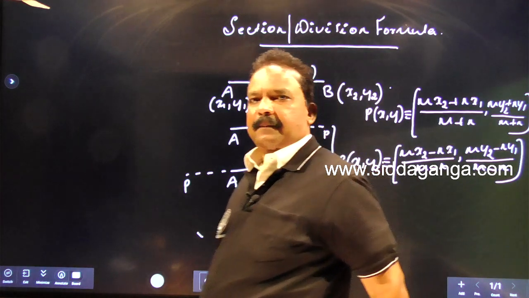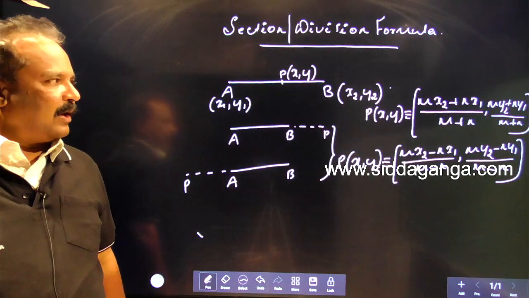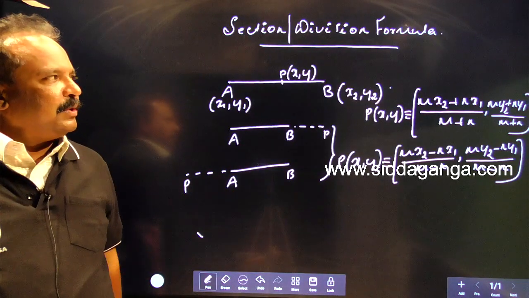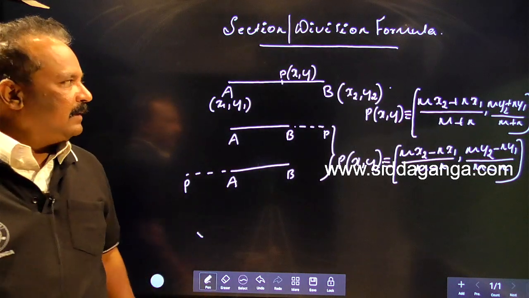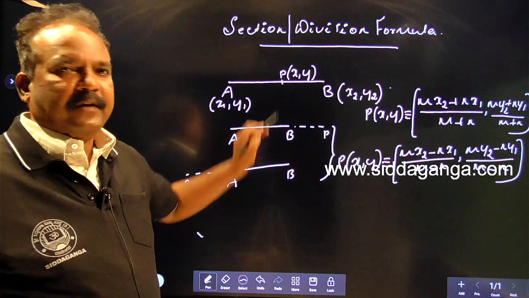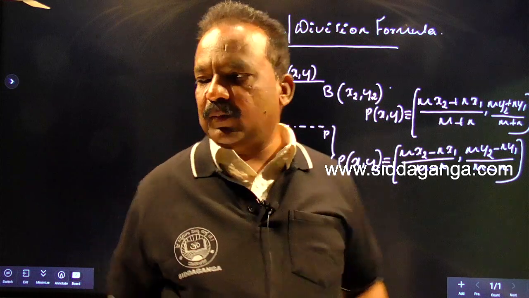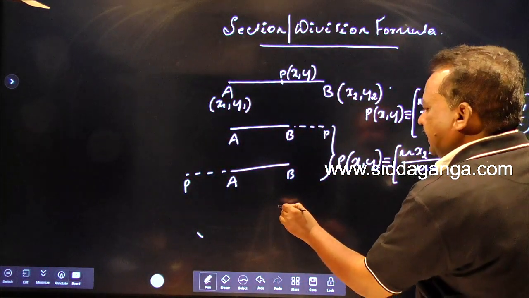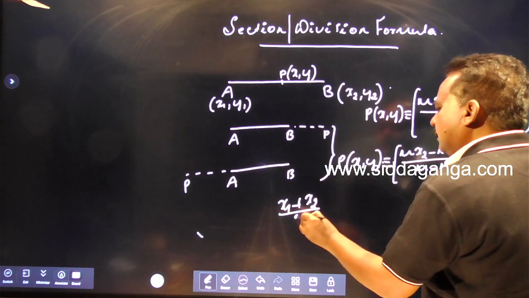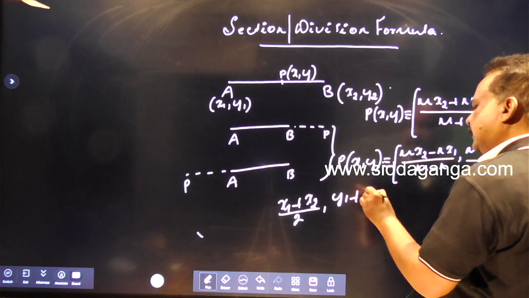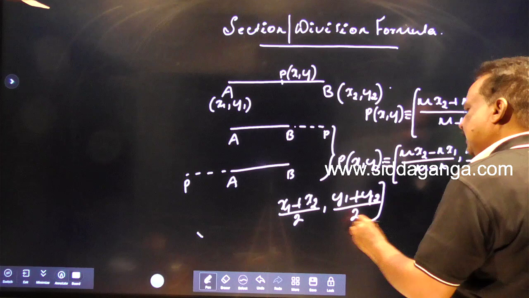Now we can see some problems related to these two formulas. In addition to these two, we can have two more formulas. One is the midpoint formula. Suppose if P is the midpoint of A and B or midpoint of AB, then we can have the midpoint formula, which is given by x1 plus x2 by 2, y1 plus y2 by 2. This is the midpoint formula.